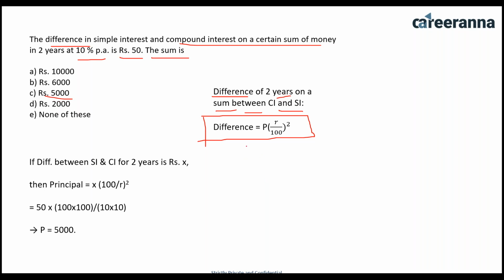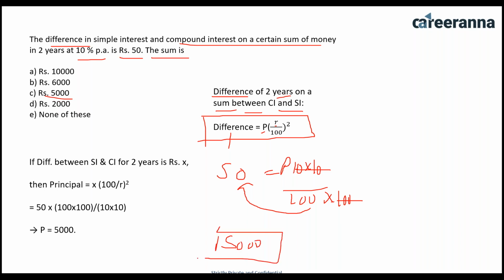So the formula is principal multiplied by rate divided by 100, whole square, that is, (R by 100) whole square. So if I write the difference to be 50, I have to find out P, where R is 10. So this is 10 multiplied by 10 divided by 100 multiplied by 100. P would be 100 multiplied by 50, which is 5,000. Is it clear to all?